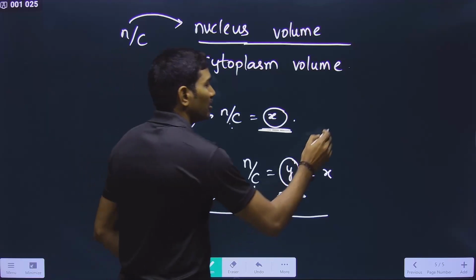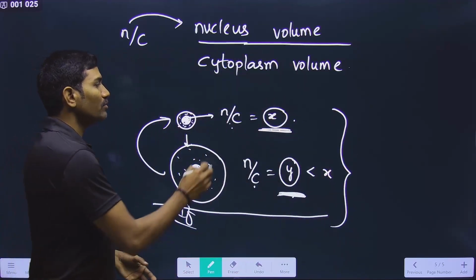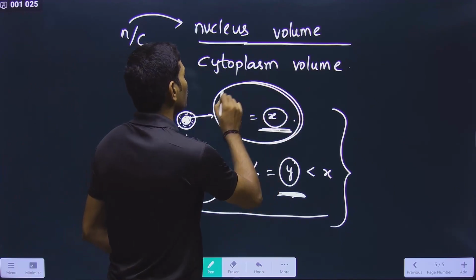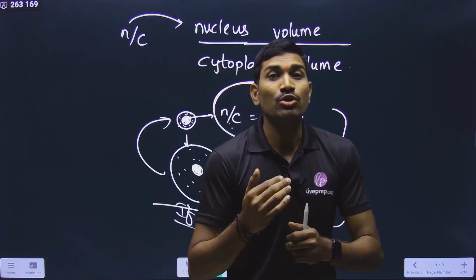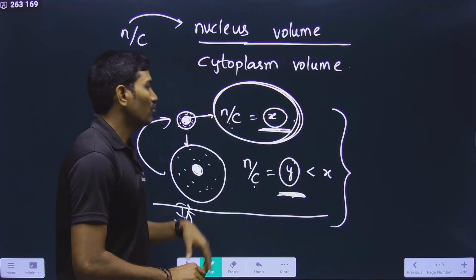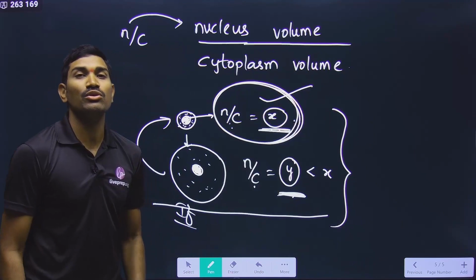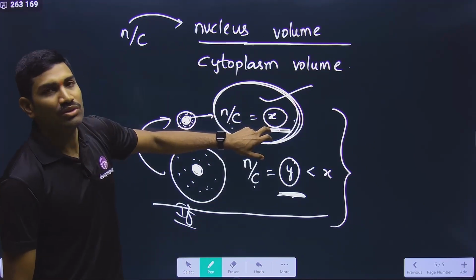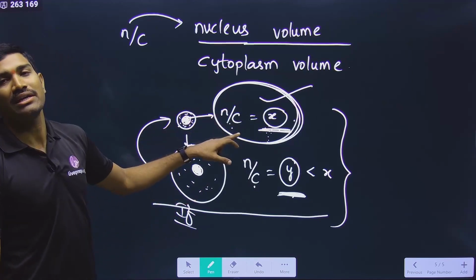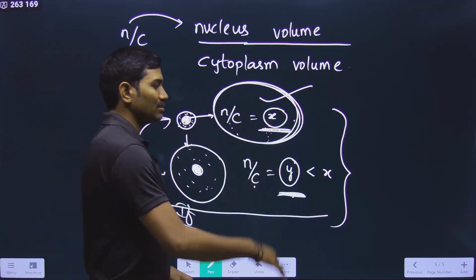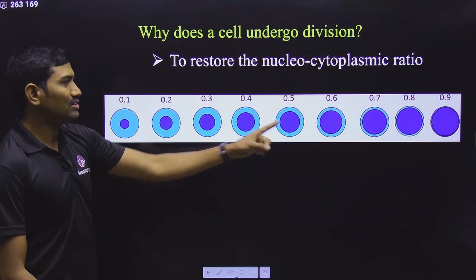So what is the overall conclusion here? The cells will divide to maintain a particular nucleocytoplasmic ratio. That's why in NCERT they used the words to restore original nucleocytoplasmic ratio. So this is the normal nucleocytoplasmic ratio. To restore this, to get back this, large cells have to divide. This is what the original concept is. This is the reason why cells are dividing. Is it clear? This is what the point is.